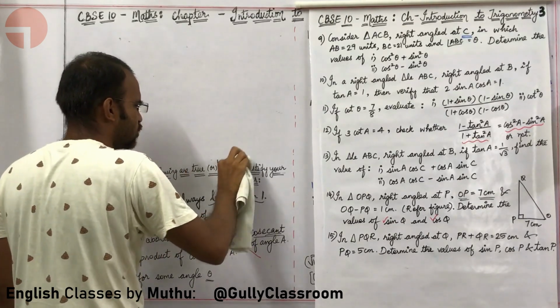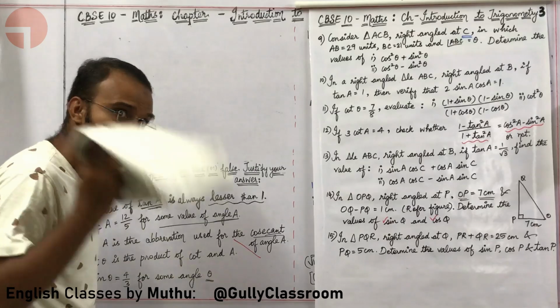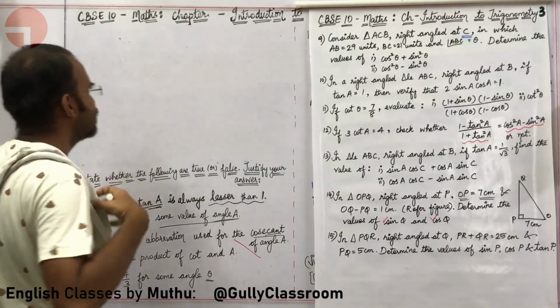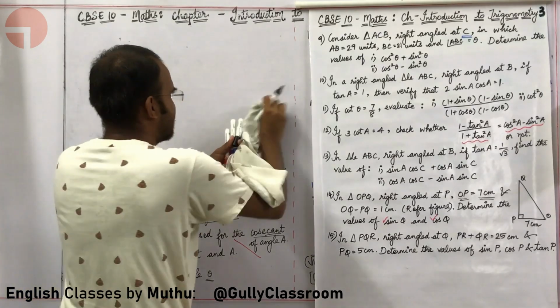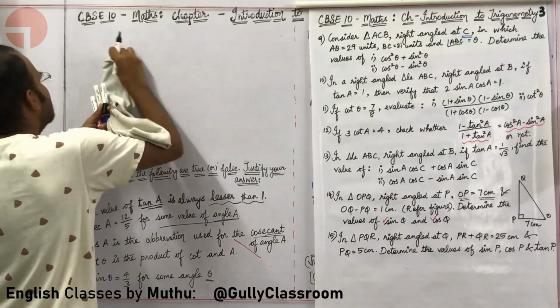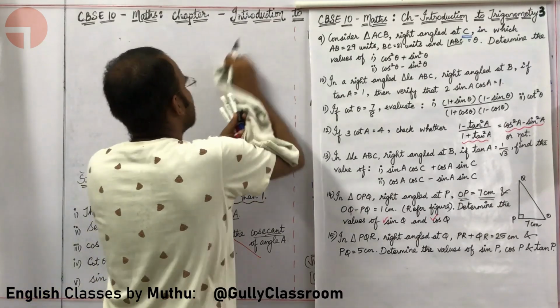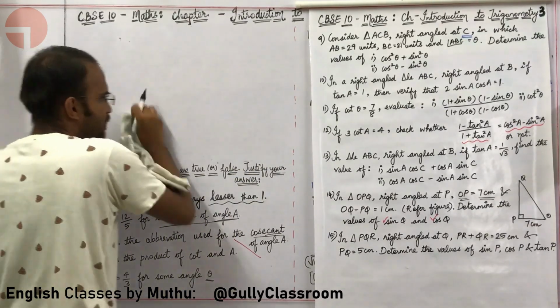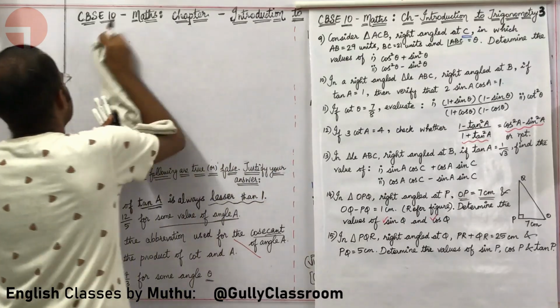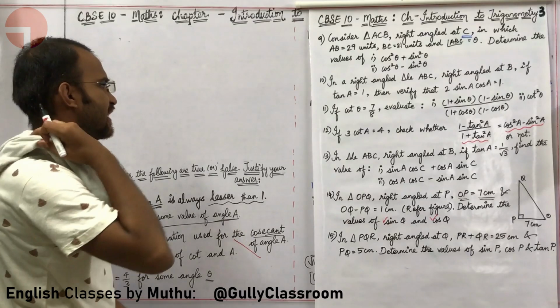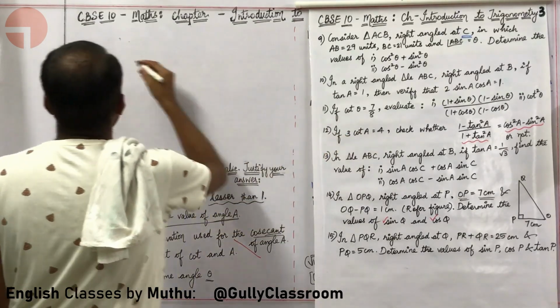Let me tell you something totally interesting over here. If one particular trigonometric ratio is given in a triangle, you can find all the other trigonometric ratios of that particular triangle. Let me repeat myself. How, sir? Let me work it out here and tell you.